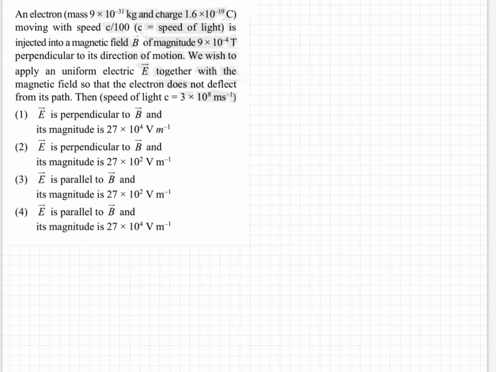Hello everyone. So this is the question asked in NEET 2025. Let's see the question. An electron, mass 9 × 10^-31 kilogram and charge 1.6 × 10^-19 coulomb, moving with the speed c/100, is ejected into magnetic field B of magnitude 9 × 10^-4 Tesla, perpendicular to its direction of motion.